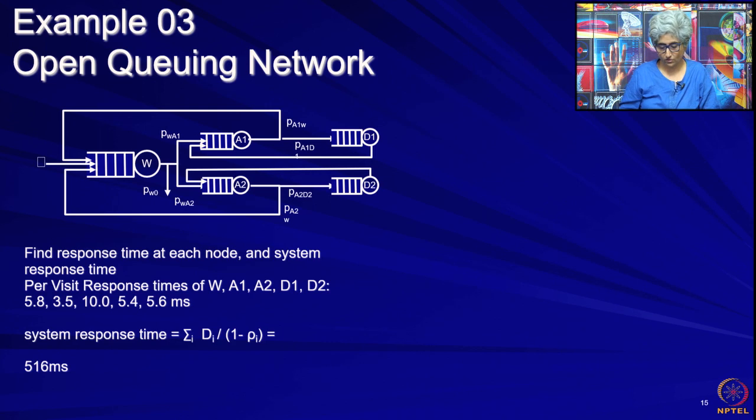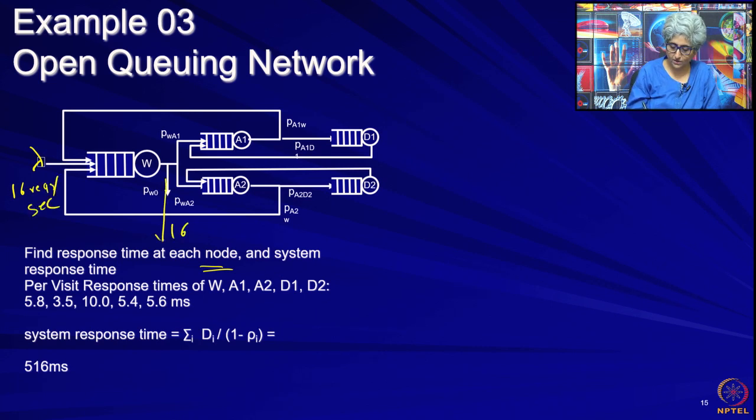Now let us look at the response time, which is the next thing to calculate. We want to find the response time at each node, and also of course the entire system response time. We have 16 requests per second coming in, and 16 requests per second leaving, since it is a stable system. But when they come in, what are the per visit response times? How much time does each node take? And what is the total time?